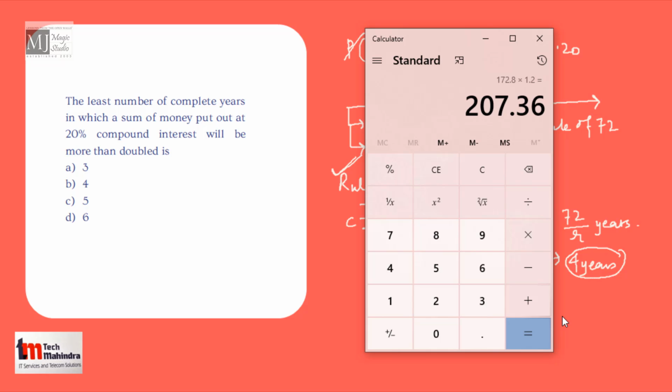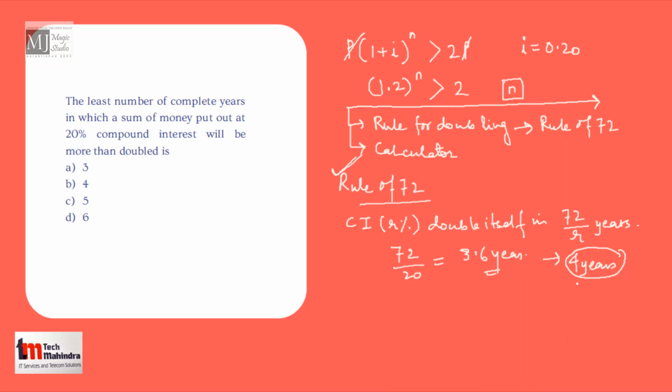So with the help of a calculator in 4 seconds, we have this answer that in 4 complete years, money would be more than double if invested at 20% compound interest compounded annually. Option B fits in.